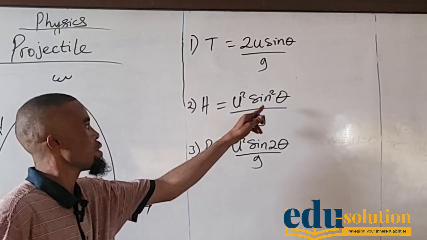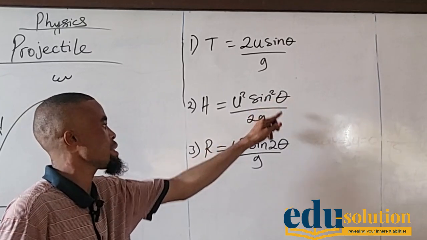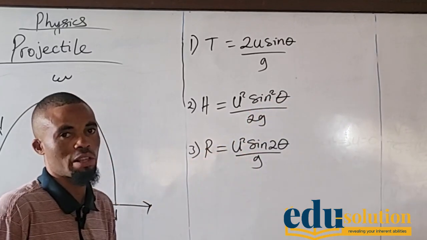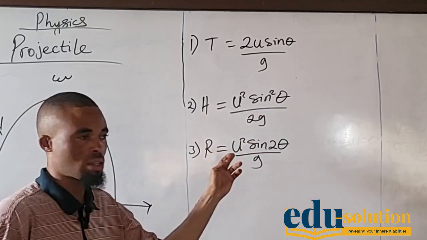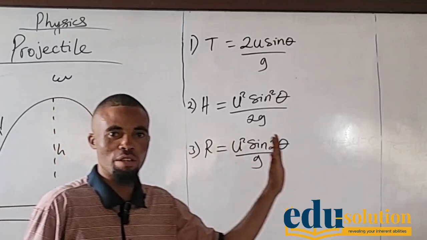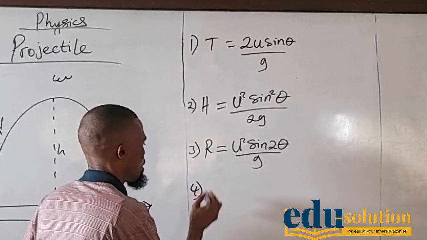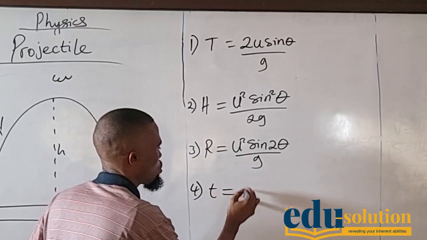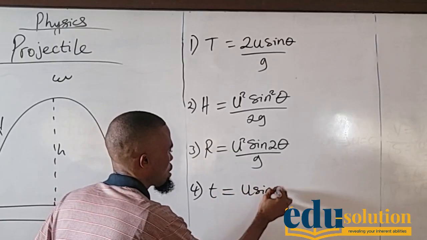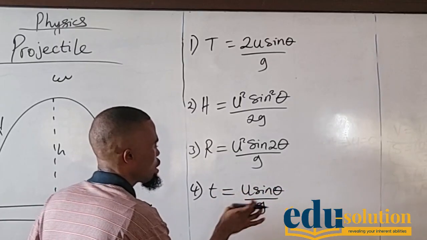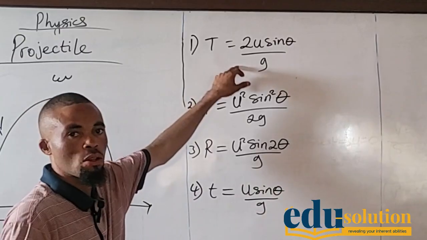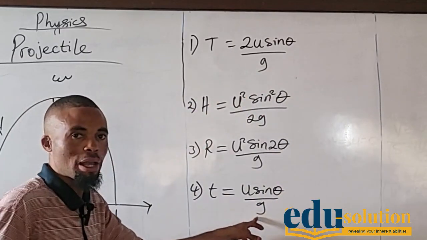Please don't confuse this one, sine squared theta and sine 2 theta. They are not the same thing. So please take note of that. When you are doing your calculation, be very careful. And also, there is another formula, which is that t is equal to u sine theta over g. This formula is the same thing as this. This is where we are getting this one from.